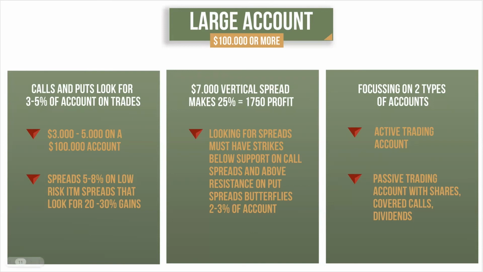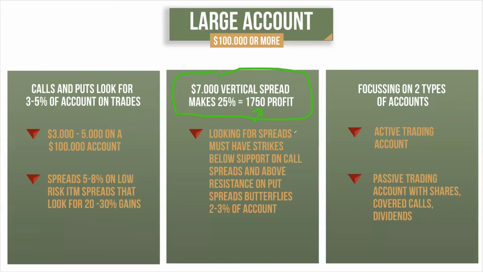Now, spreads. If you're looking for lower risk in the money spreads that are looking for a quick 20, 30% gain, you could be looking for 5 to 8% of your account in a spread. So if you have a $100,000 account, $5,000 to $8,000 on an in the money vertical spread, that's a little bit lower risk, targeting that 20 to 30% return. So let's show here, if we did that vertical spread and you're looking at a $7,000 vertical spread, it made 25% return. It just made you $1,750.